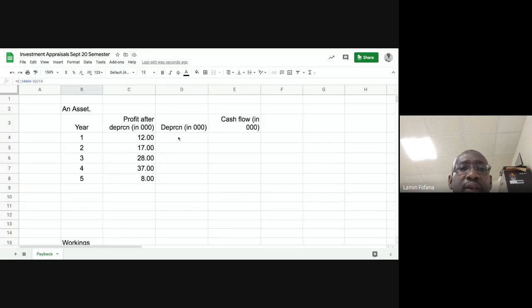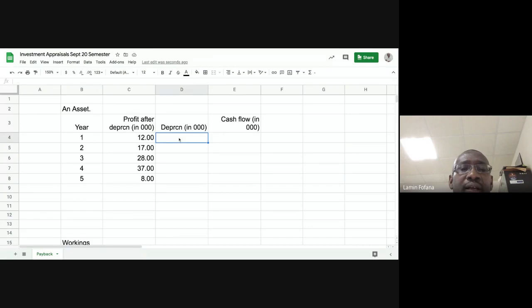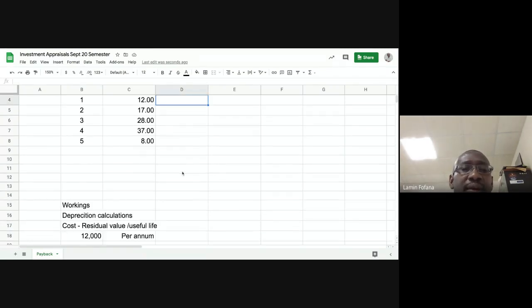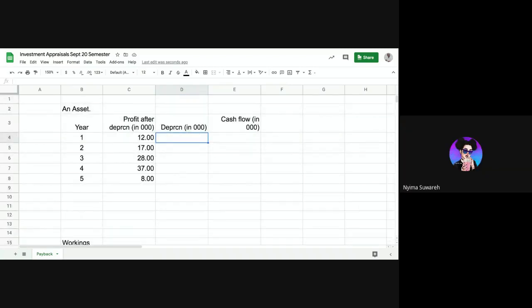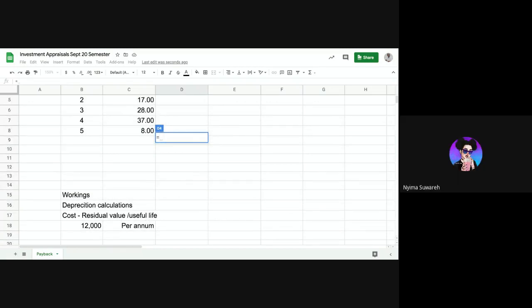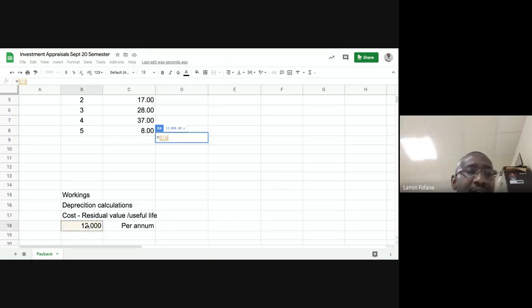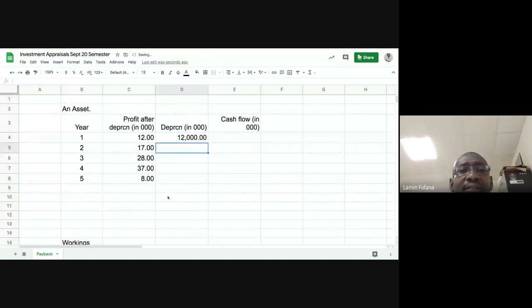If we want to bring this 12,000 here and copy it down, what are we going to do? Can someone help me on how to do that? You said equals to and type B. Equals, you click on this cell. Which cell? Where 12,000 is. Okay, B18, Enter.